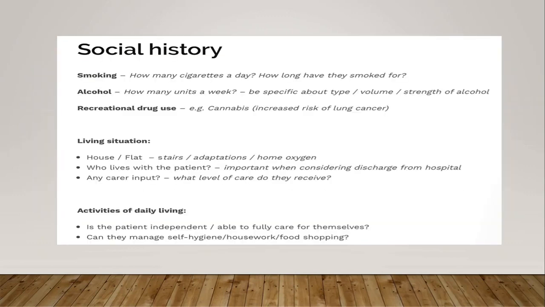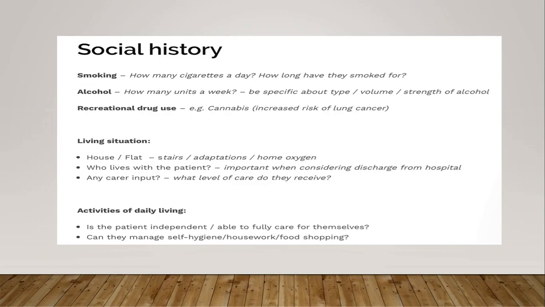Social history: smoking, how many cigarettes a day? We have to mention also how many pack years. We can calculate pack years by multiplying the number of cigarettes, if it is 20, by the number of years. If the patient has been smoking 1 pack of cigarettes per day for the last 5 years, we can mention the patient has a smoking history of 5 pack years.